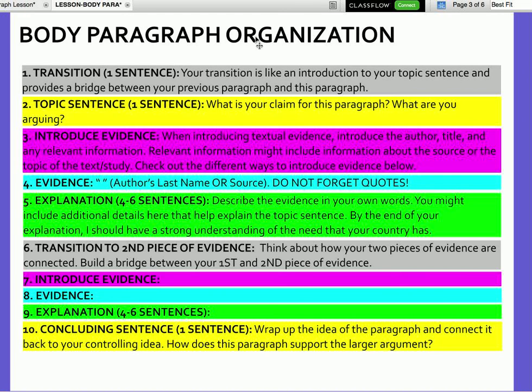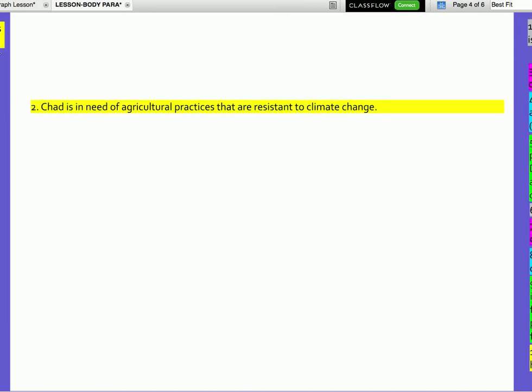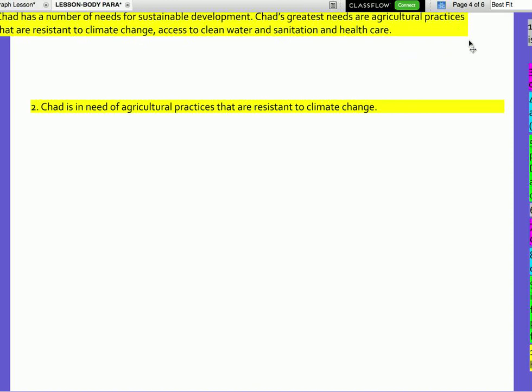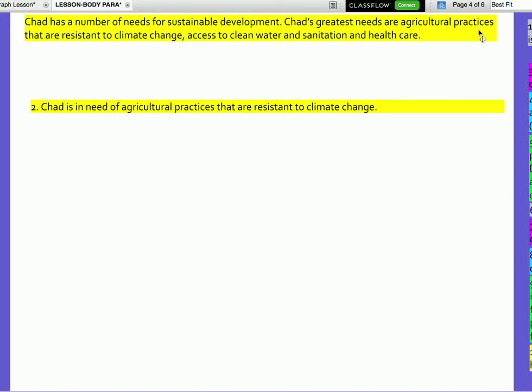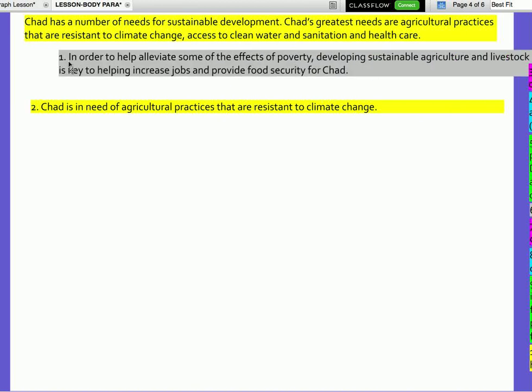The next thing I'm going to do is write my transition. So my transition is like an introduction to my topic sentence, and it also is a bridge between my paragraph before and the paragraph that I'm writing now. So since this is my first body paragraph, I'm actually transitioning from my introductory paragraph. So I'm going to transition from the idea that I have all of these needs to one of the specific needs. So this is how I write it.